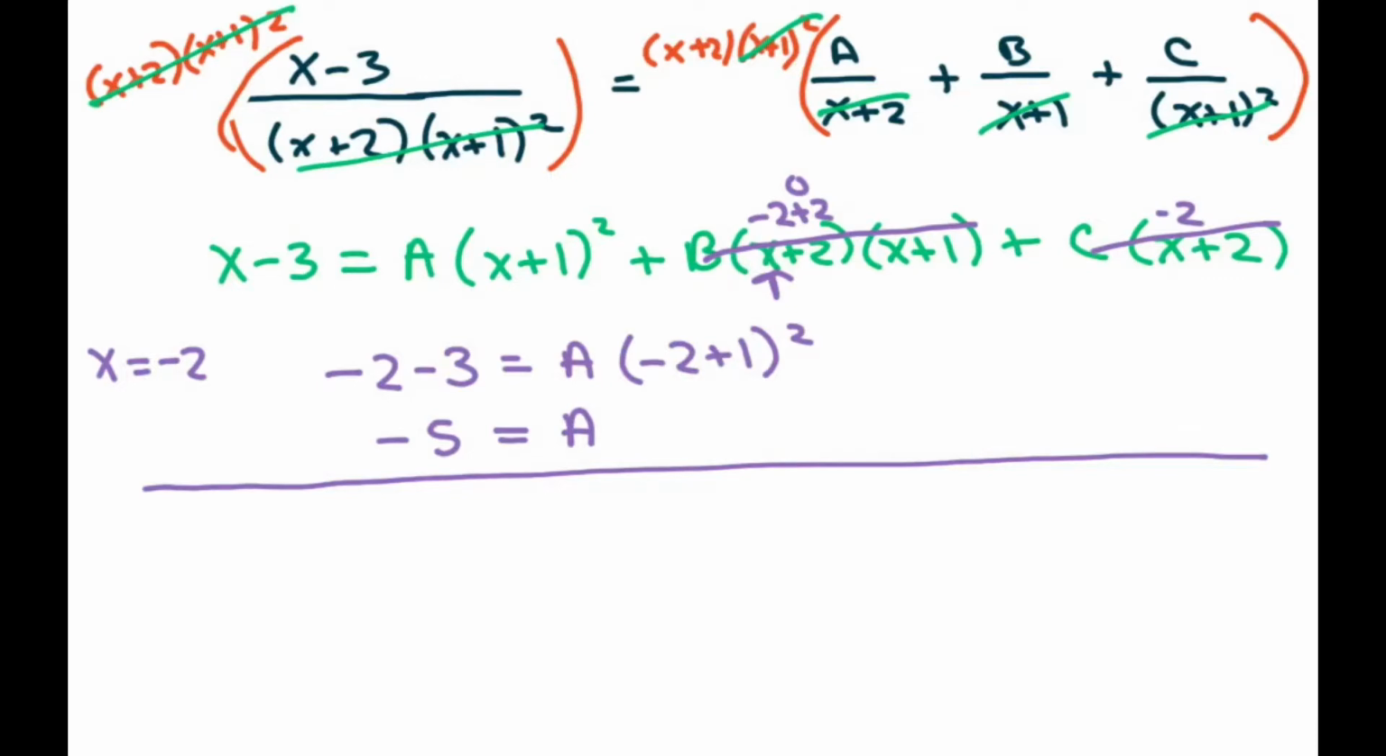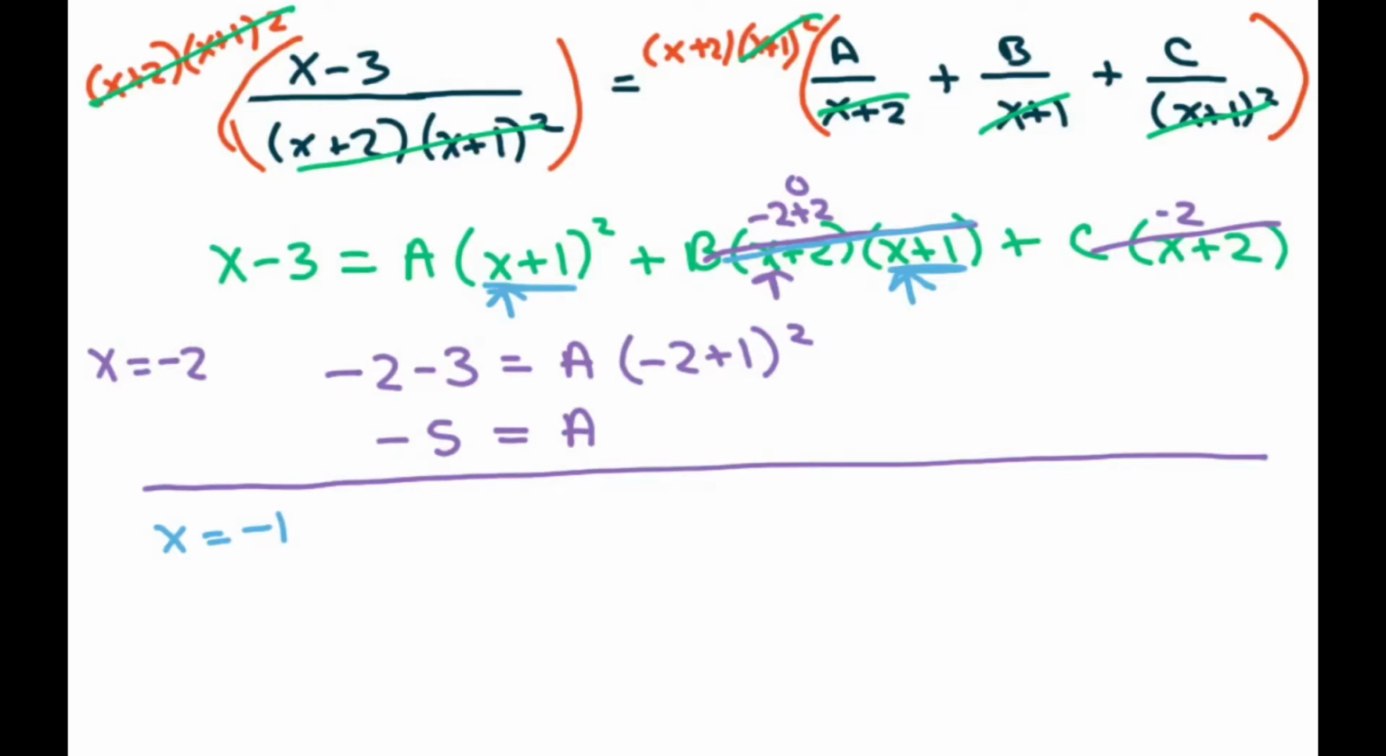Now, let's go ahead and let x equal negative 1. Now, what happens when you let x equal negative 1, I put a negative 1 here, and I put a negative 1 here. Again, this is going to zero out, because negative 1 plus 1 here is 0. Negative 1 plus 1 here is 0. So that's going to eliminate the A and the B.